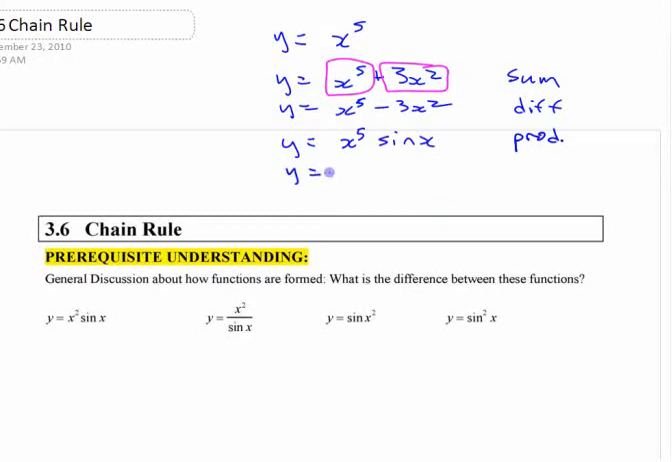If you have a function that's the quotient, same thing, right? x to the fifth over sine x. It's not just 5x to the fourth over cos x, right? It's not just the derivative of each one divided. You need the quotient rule.